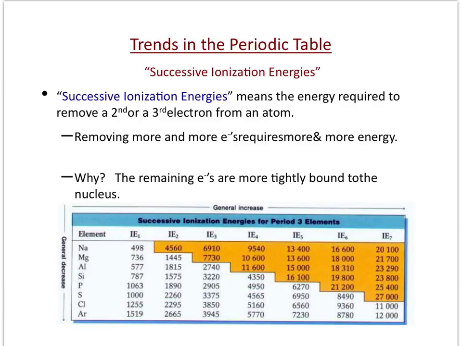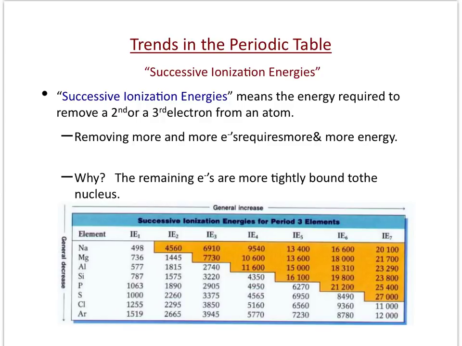We were just talking about removing a single electron from an atom. But what if you wanted to remove a second or even a third electron from an atom? This is called successive ionization energies. As long as you have the energy required to remove that electron, you can forcibly take electrons away from atoms.